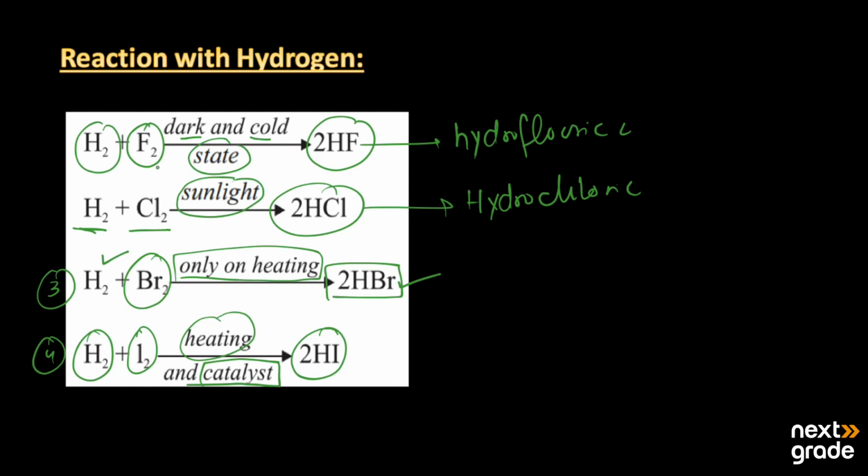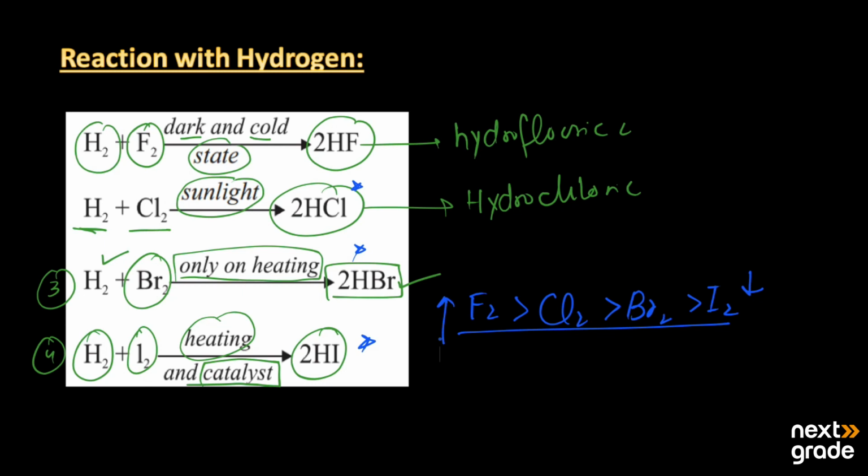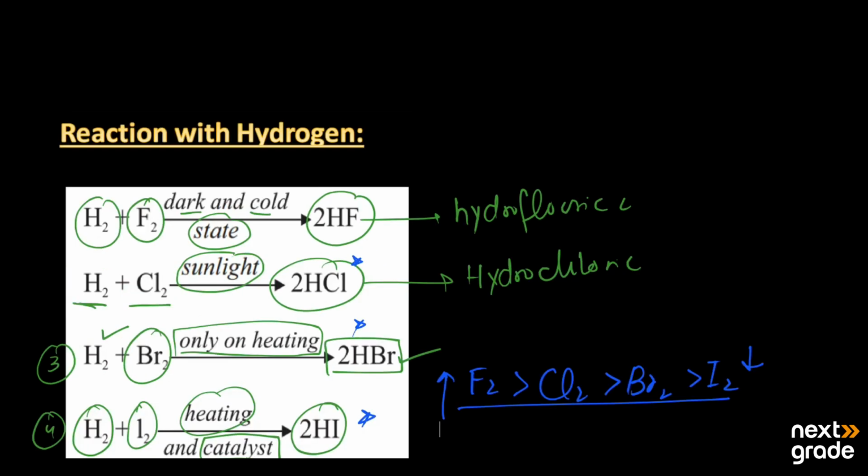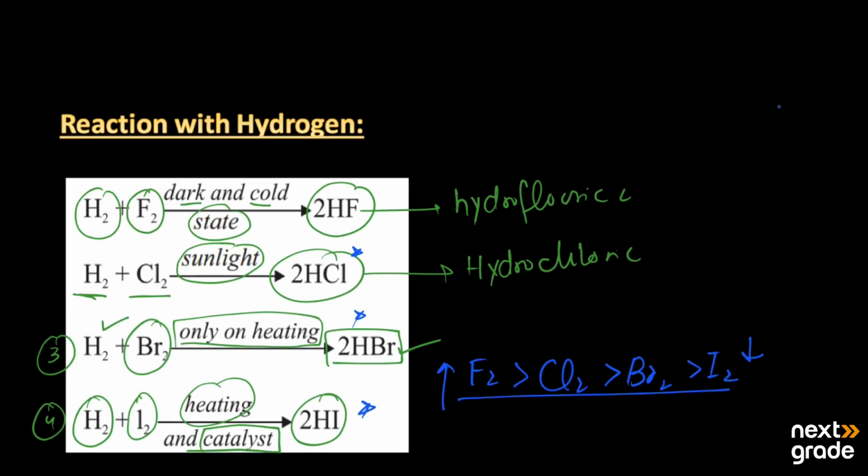So in the reaction with hydrogen, we notice that fluorine is the most reactive. Chlorine is less reactive than fluorine, but more reactive than bromine, because it requires sunlight. Bromine requires heating, and iodine requires heating plus a catalyst. So bromine is more reactive than iodine, and among all, iodine is the least reactive and fluorine is the most reactive halogen. This is its simple reaction with hydrogen.